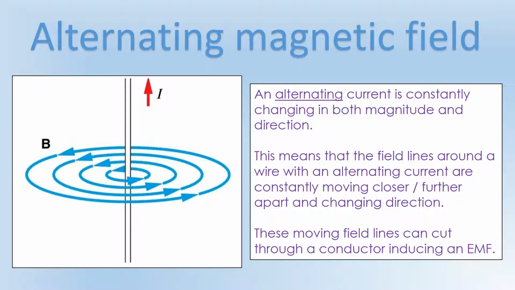So if we put another wire into that field, that wire would have an EMF induced in it. And the faster we alternate that current, the larger the EMF we will induce. So let's actually get a picture of that.